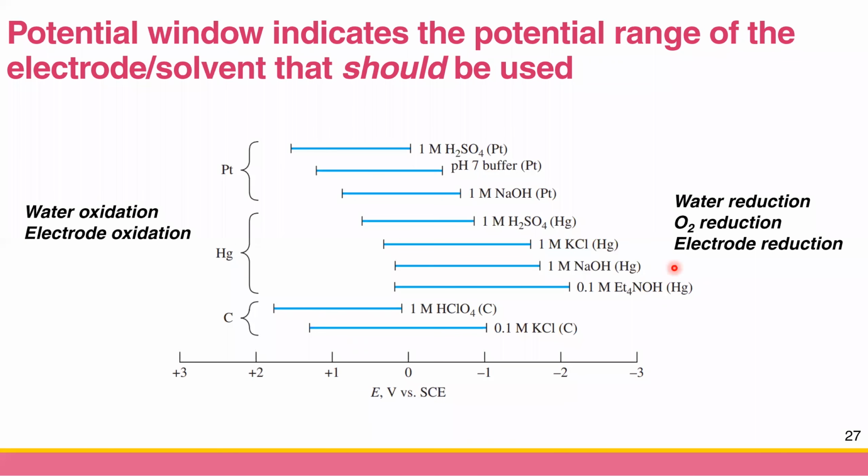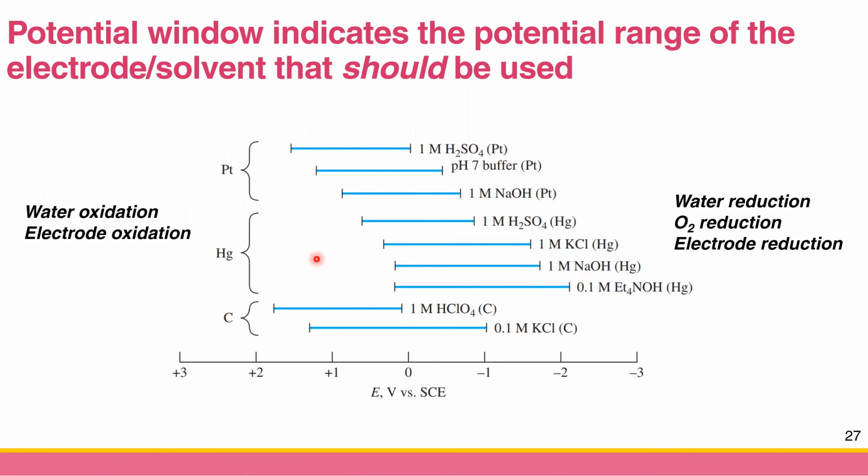If you use too negative potential, maybe you will cause the reduction of water, or maybe the reduction of the oxygen if you don't want one, or maybe the reduction of the electrode material itself. And this is very, very important for carbon, because carbon can be oxidized and reduced. So if you use too low potential, then it can be reduced and you're not going to get the accurate information. So what if you want to work with some negative potential, like to reduce metal ions?